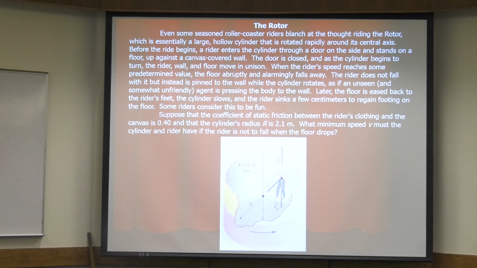All right, so suppose that the coefficient of static friction between the rider's clothing and the canvas on the wall is 0.4, and the cylinder's radius r is 2.1 meters. What minimum speed v must the cylinder and the rider have if the rider is not to fall when the floor drops? Okay, so again, you find these things in amusement parks, and somebody has had to do this calculation, right? Because you don't want people to fall and die, correct? So anyway, let's do it.